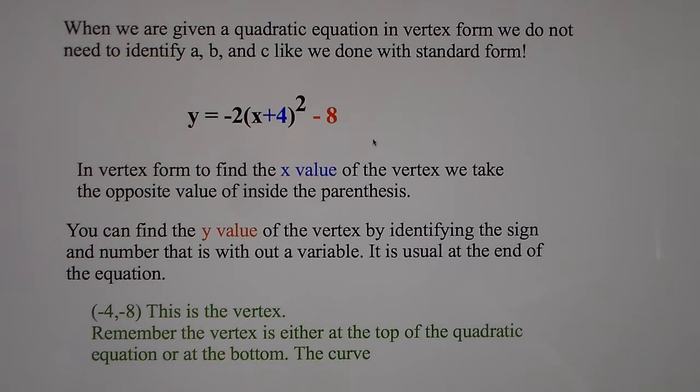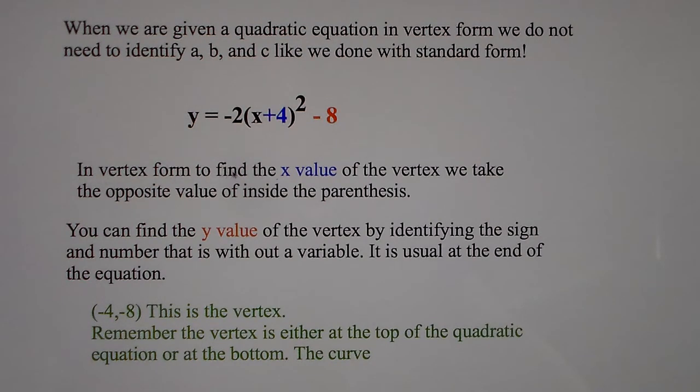Here's an example of a quadratic equation that's in vertex form. Vertex form is when there's an algebraic expression inside a set of parentheses where there's a squared in it. That's vertex form. Now, we could have f of x equals all this or y equals all this. Both of them are vertex form.